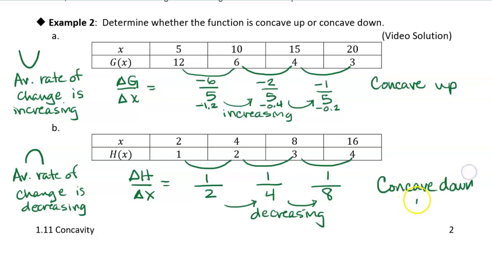Or if you prefer, you can write CC down. But the final answer is that it's concave down. This one is concave up. If we want to abbreviate it, we can use CC with an up arrow.